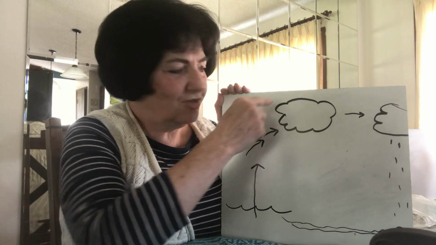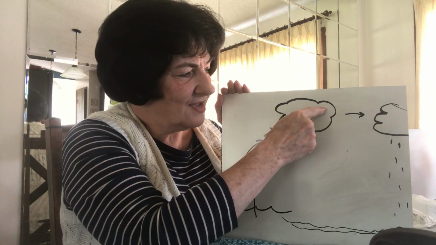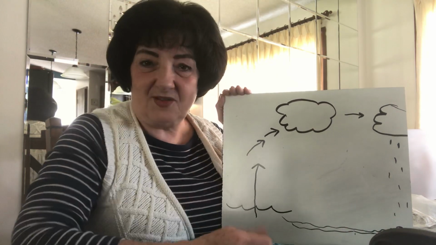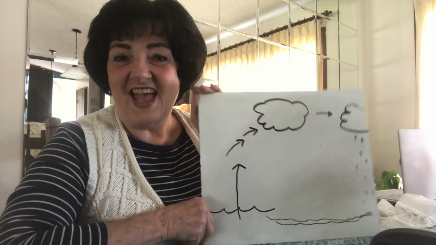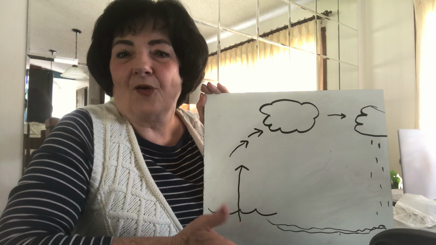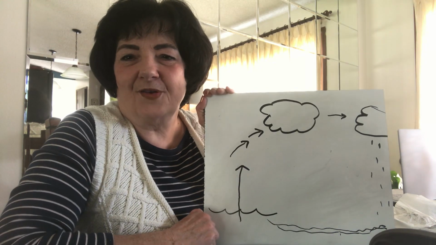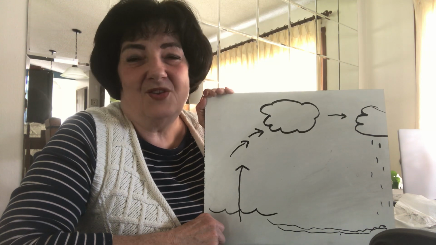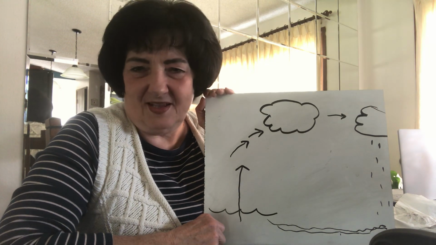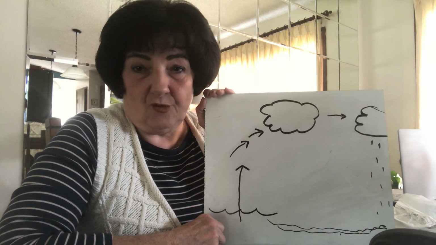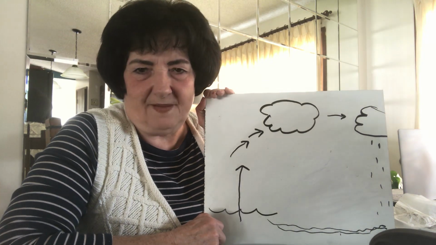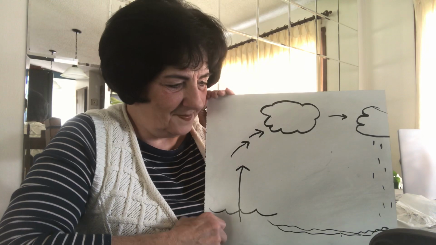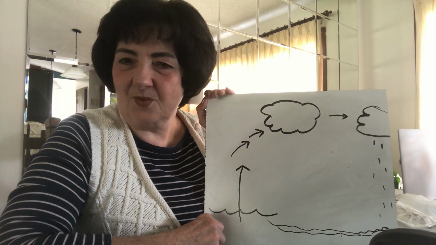Evaporation, condensation, precipitation. That's the water cycle. And that's when our Creator, our Heavenly Father, made this earth. He knew exactly what he was doing. He didn't have to go to the drawing room and figure it out again. It was perfect the first time. So that's the water cycle.